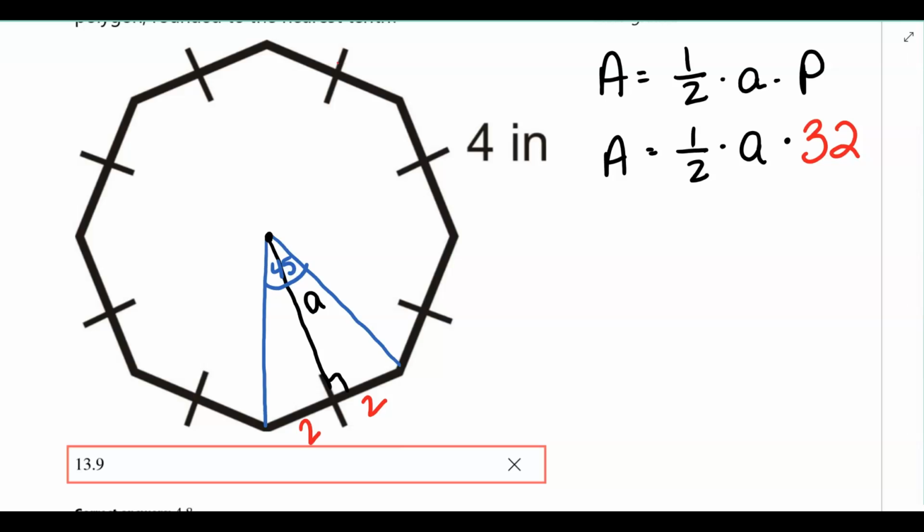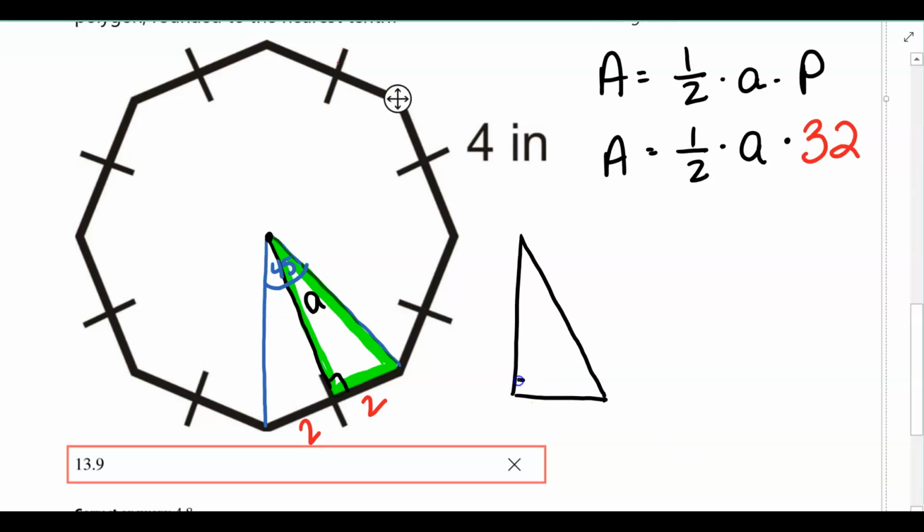But now what I really want to do is focus in on one of the triangles that were just created. Often what I personally do is I'll draw the triangle out individually so that I don't get confused with other pieces. I know this is a right triangle, right? We already said this bottom is 2. This is the apothem. And if this entire angle is 45, that apothem splits it in half to tell me that this angle is 22.5.